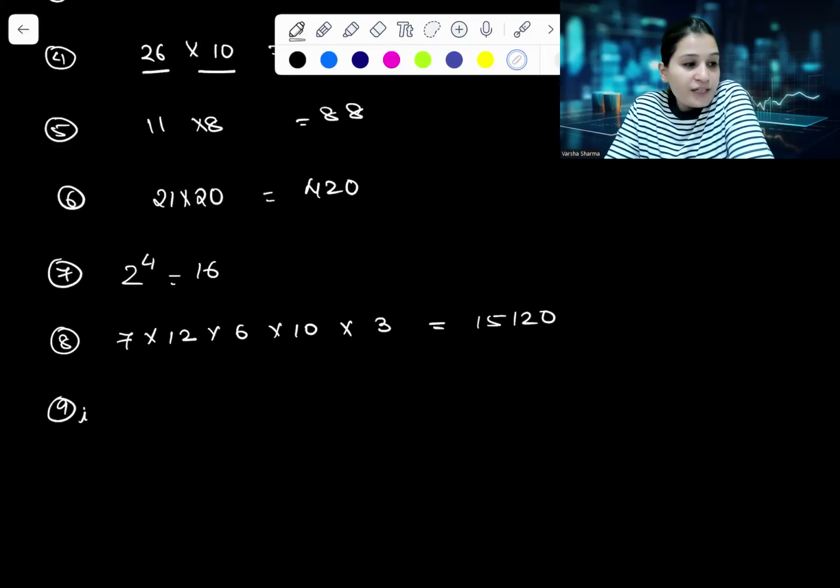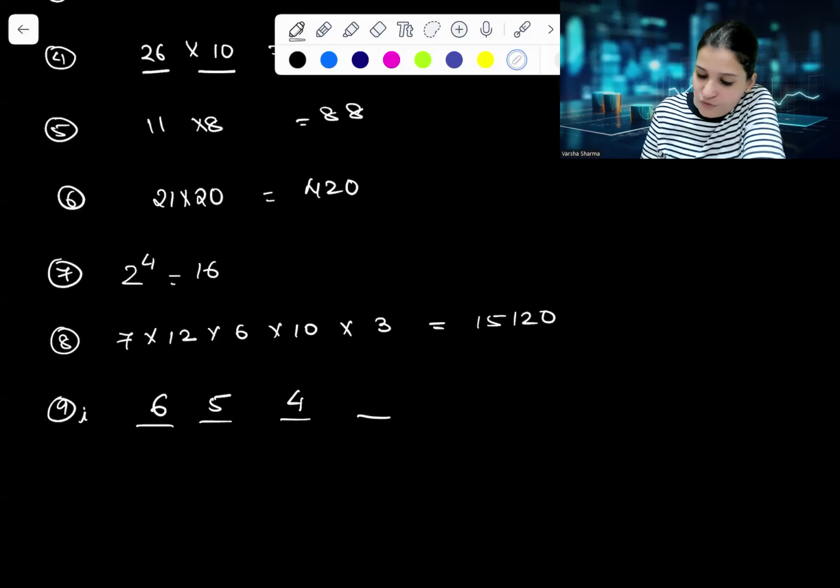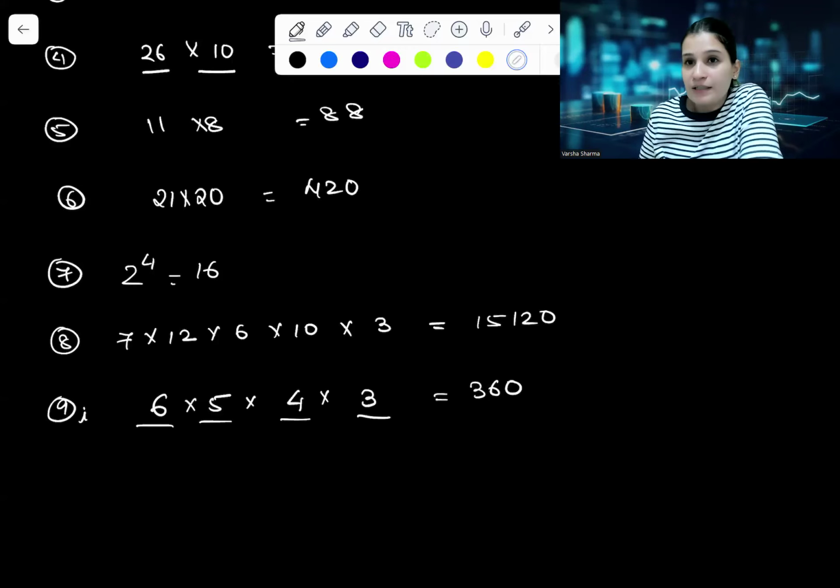Find the number of 4-letter words, with or without meaning, which can be formed out of the letters of the word HONEST. Repetition is not allowed. HONEST has 6 different letters, and I want to form a 4-letter word. The first letter can be chosen in 6 ways, then 5 ways, 4 ways, 3 ways: 360 ways. Very good. Clear, everybody? Yes, ma'am.